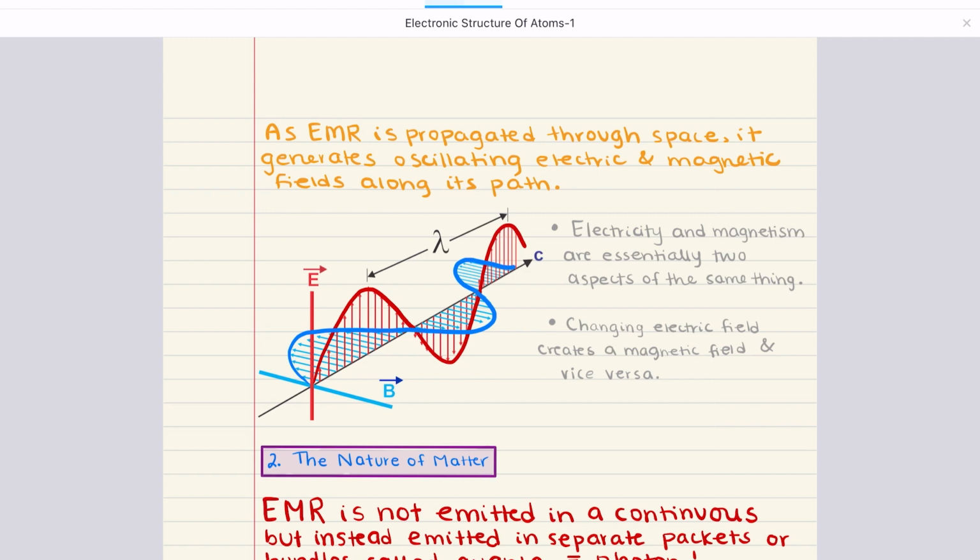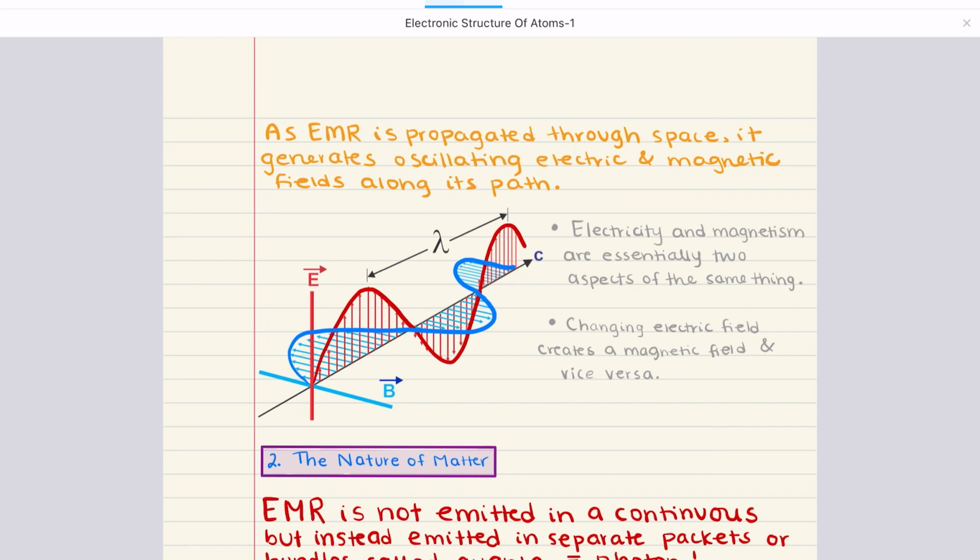What we need to know is that electricity and magnetism are essentially two aspects of the same thing. Changing the electric field creates a magnetic field and vice versa. Now, the interactions of these fields allow electromagnetic radiation to propagate through space and interact with charged particles. So for example, visible light falls in the middle of the spectrum. It enables things like vision and photosynthesis by interacting with atoms and molecules. And in contrast, high energy gamma rays can ionize atoms, leading to their use in sterilization and medical imaging.